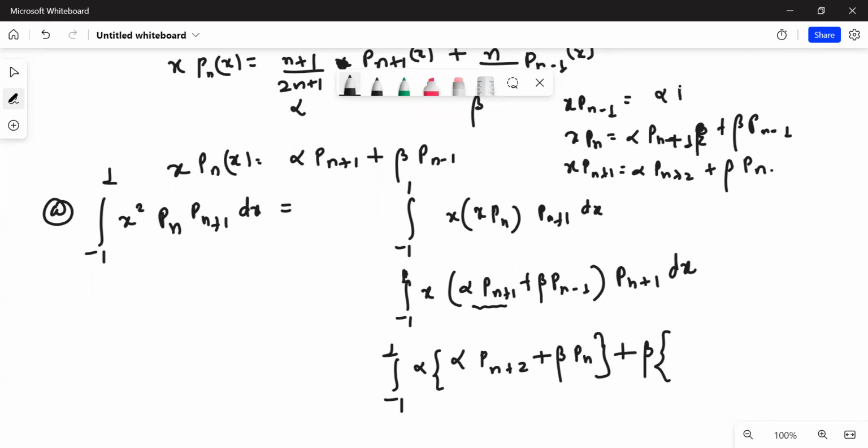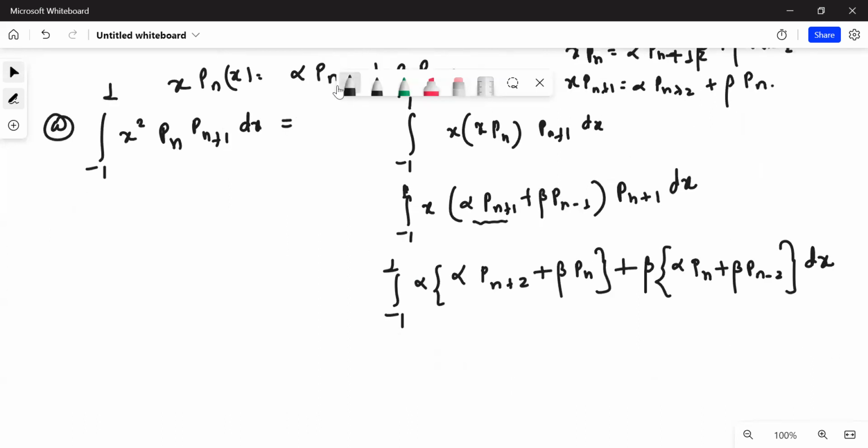alpha pn plus beta pn minus 2. So it is equivalent to writing alpha pn plus beta pn minus 2 dx. And overall, if you see, this is equal to writing minus 1 to plus 1, alpha square, and this all multiplied by pn plus 1 as well. This all multiplied by pn plus 1.